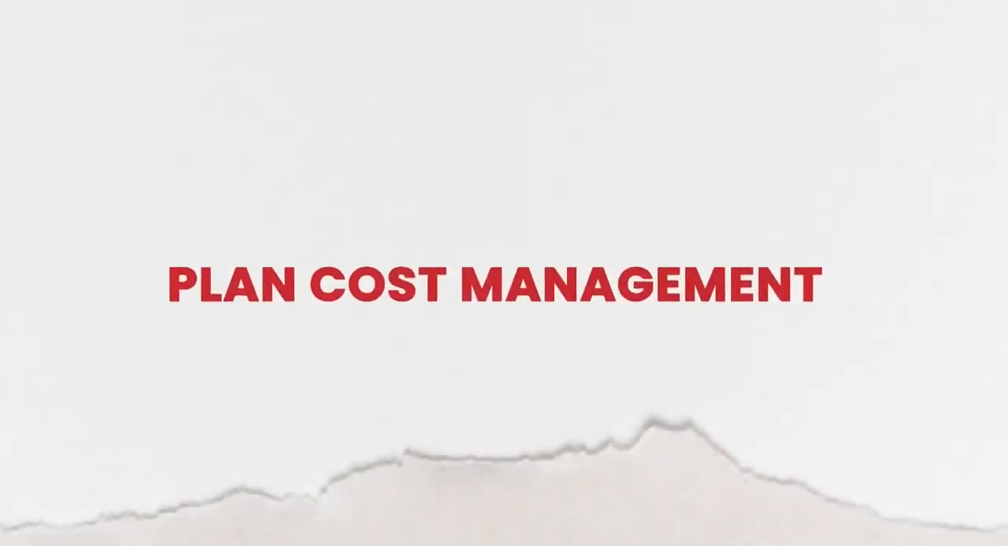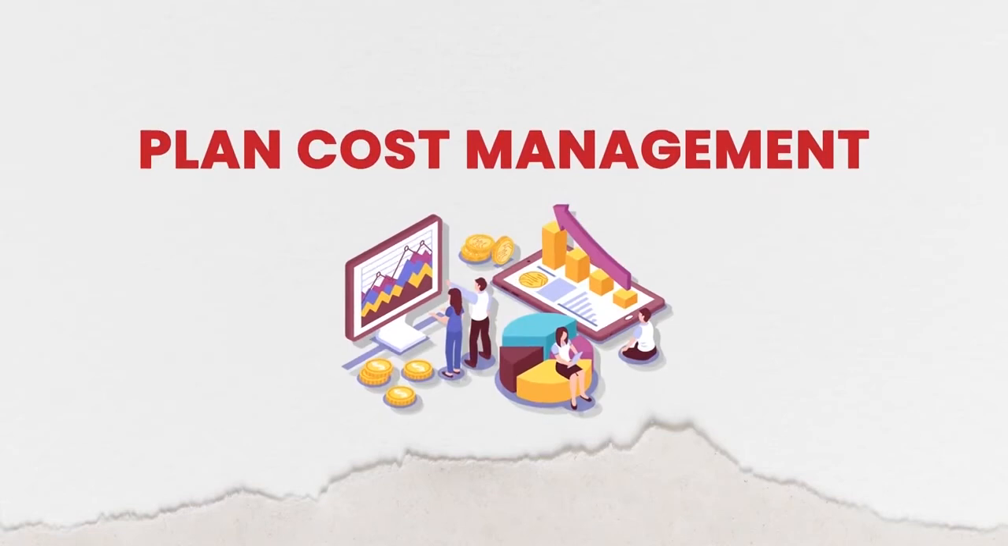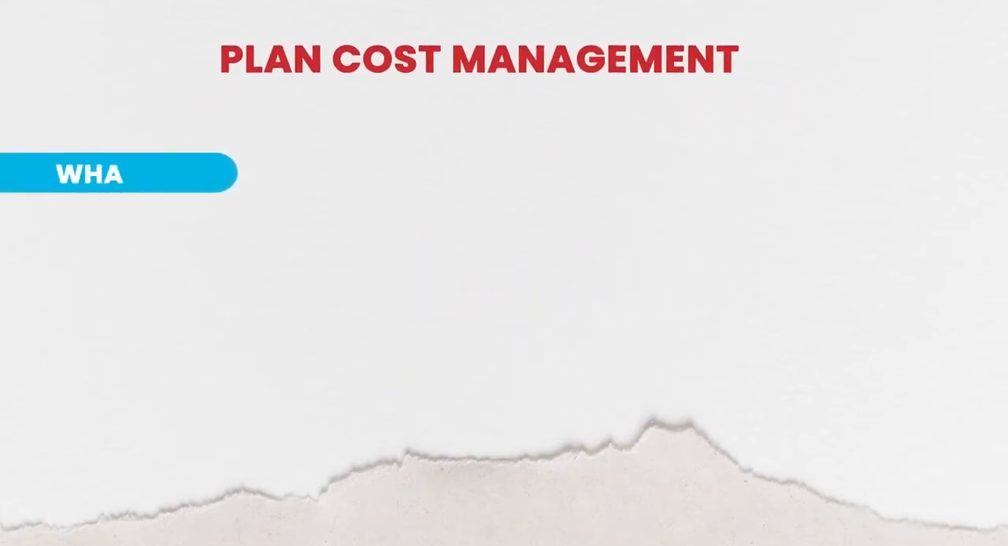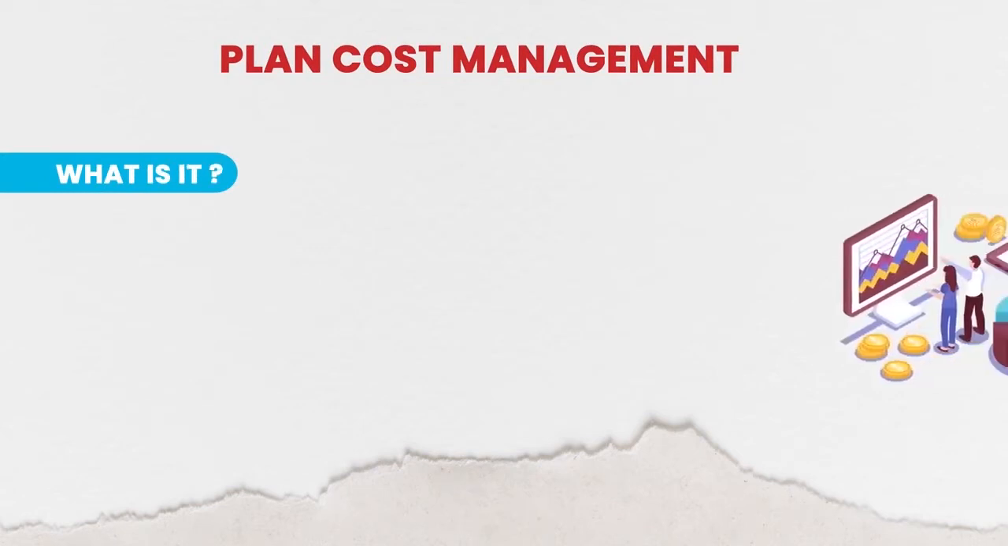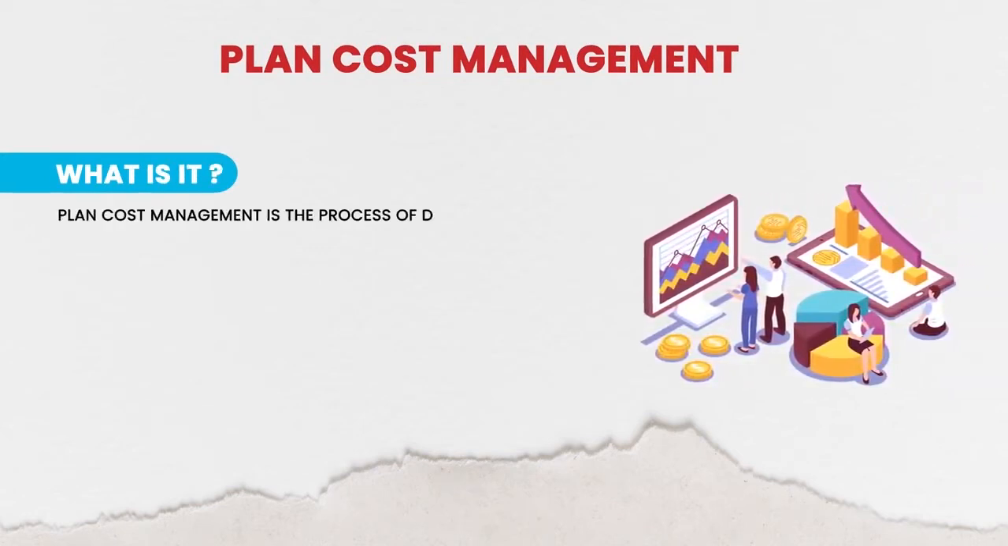Next up is the plan cost management. What is the plan cost management? Plan cost management is the process of defining how the project costs will be estimated, budgeted, managed, monitored, and controlled. In simple words, a cost management plan is the outline of the project's estimation, allocation, and control of costs for the required resources to complete all project activities.